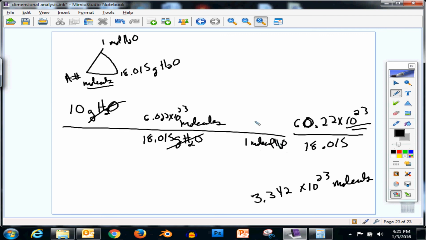Now, if they asked you how many atoms of hydrogen were in this sample, for every one molecule of H2O, how many atoms of hydrogen? There are 2 atoms of hydrogen. And now you could do that calculation. Okay, you won't see too many of those, but in college you probably will.